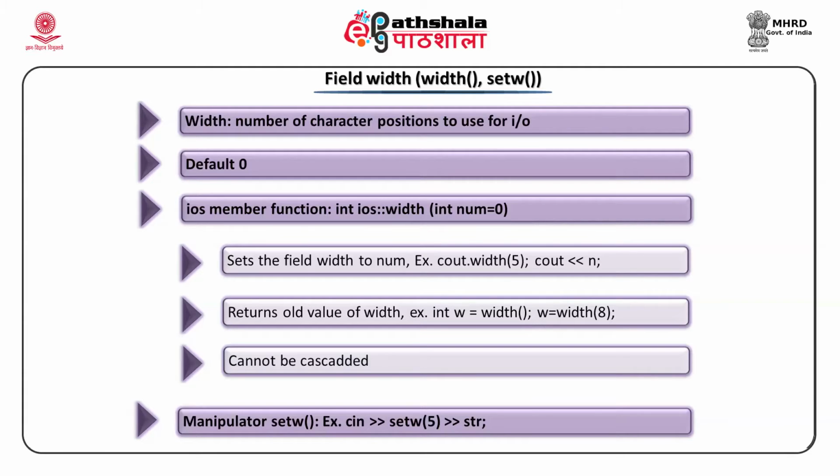The syntax of using IO as member function is, we should specify the width as the argument and it returns the previous width as the return value. Obviously, it cannot be cascaded because it is not returning the reference to the calling object. In manipulator, it returns the reference to the calling object and therefore, it can be used in cascaded manner. For example, cin >> setw(5) >> str. So, the item str should be displayed using only 5 positions.